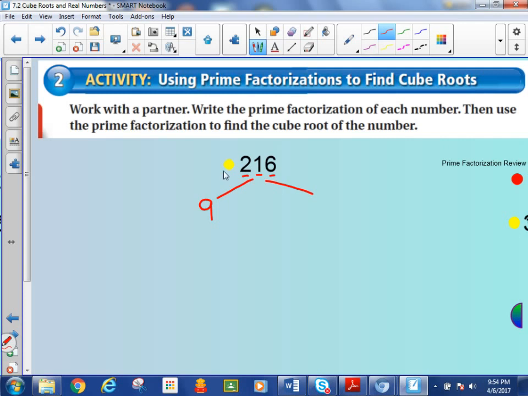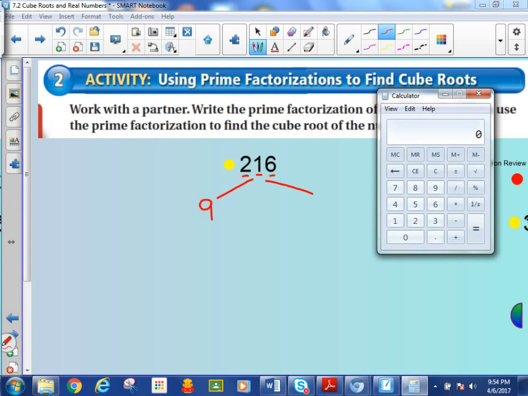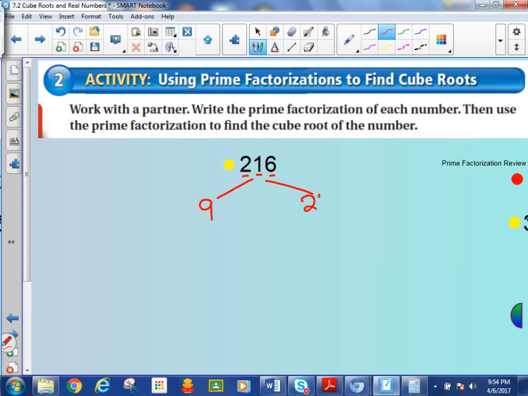Now, I don't know how many times 9 will go into that number. So on my calculator, which I'll go ahead and pull out here, hopefully you're seeing it, I'm going to punch in 216, and I'm going to divide that by 9. And when I do that, it gives me 24. Okay, 9 will break down to 3 times 3. Those are both prime numbers.